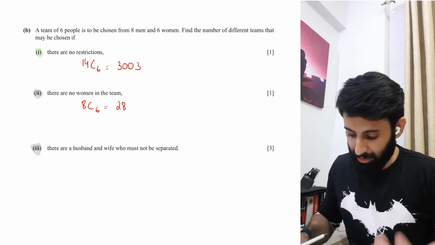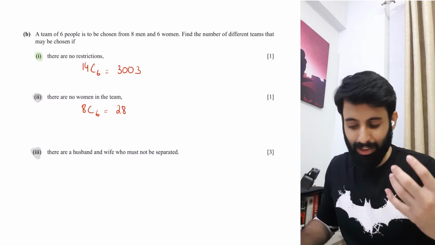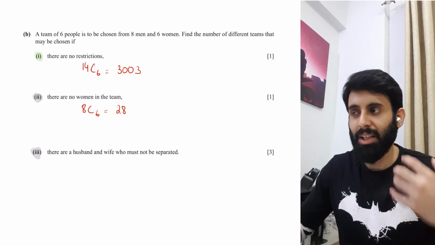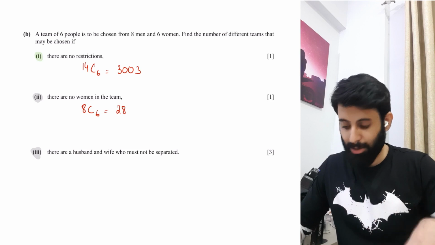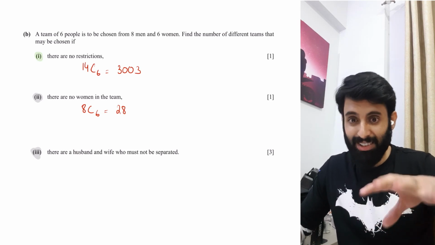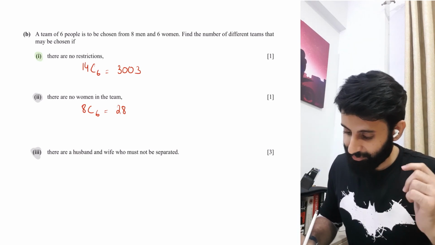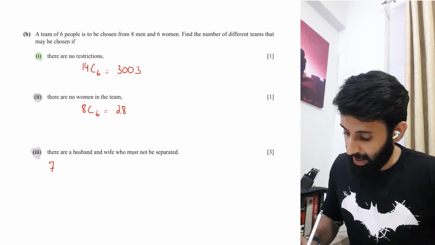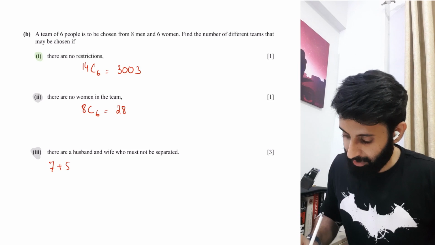So what we're going to do is break this question down, and we're going to do it two ways. First, let's make sure that they are in the team. So if they are in the team, that means out of the 8 men, we have only 7 to choose from because that husband has to be in the team. And out of the 6 women, we have 5 to choose from because we've already selected that woman. So from the 8 men, we have 7 to choose from, and you have 5 women to choose from.